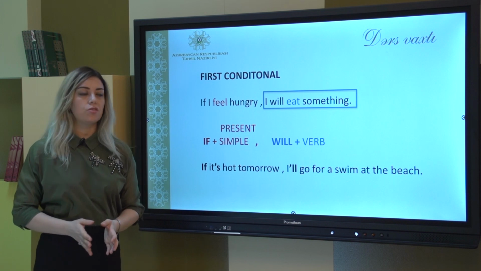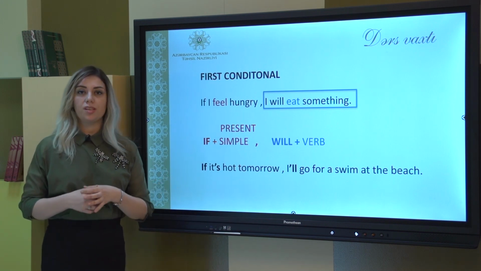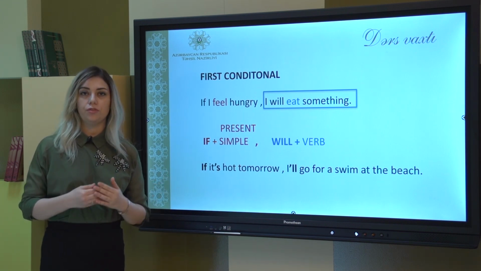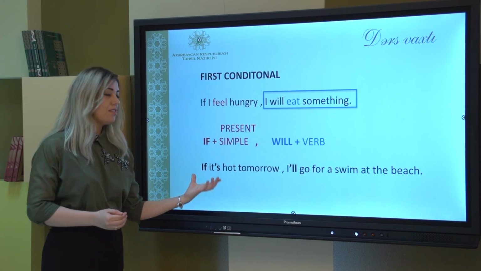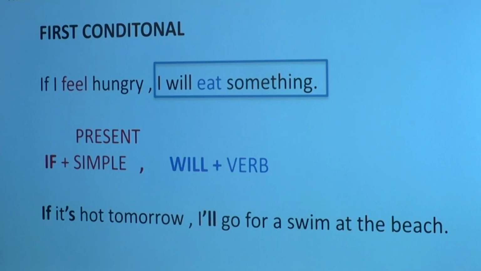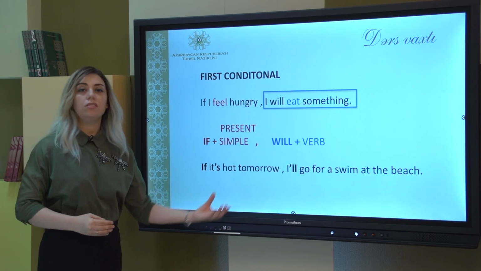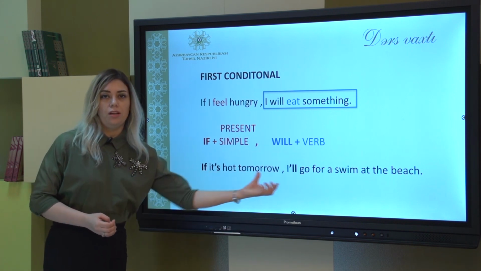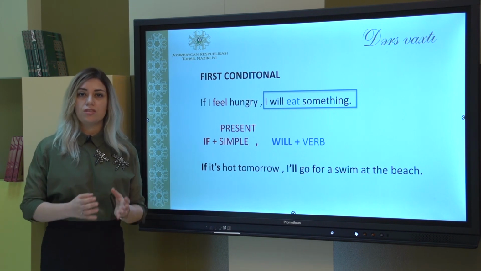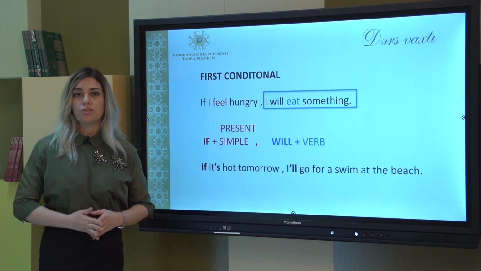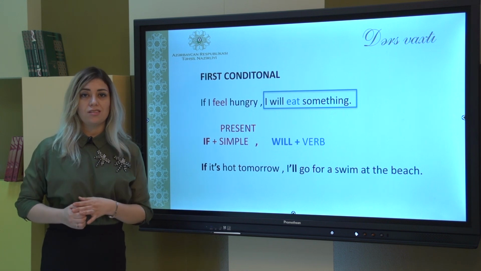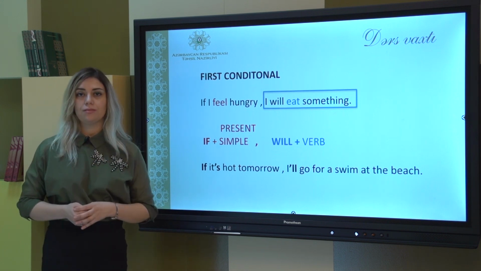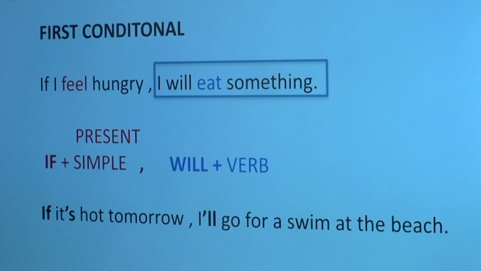Let's not get confused here. In the if clause, we use present simple, but it is actually about the future. Because you see, if it's hot tomorrow, I'll go for a swim at the beach. So these are about tomorrow. These are the possible outcomes that will happen. If this happens, this will happen. These are used a lot in daily English, so please pay attention and do some more practice exercises in order to understand this well. And now let's continue with the second conditional.